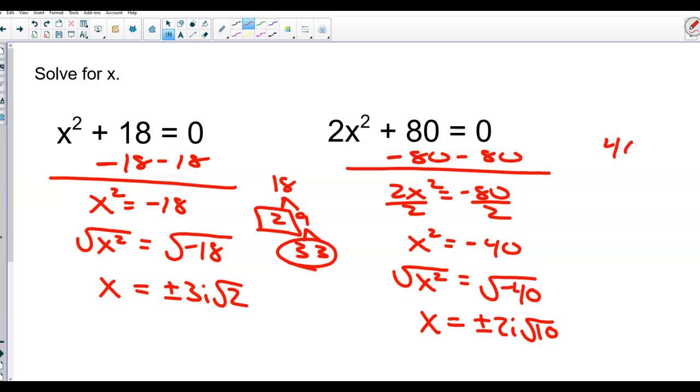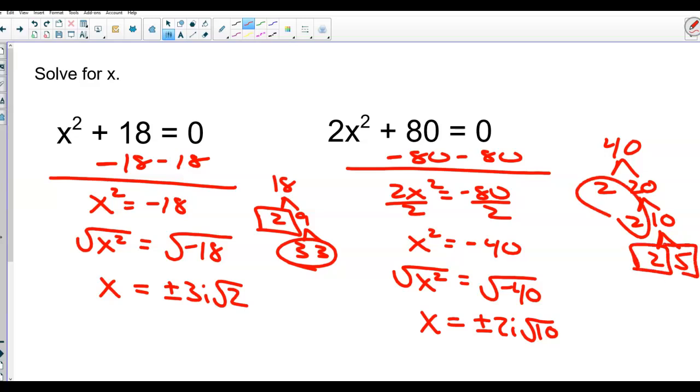I'm starting at 40, and on prime factorizations. 2 and 20, 2 and 10, 2 and 5. Pair of 2's, and a box around the 2 and the 5. Those are numbers that are not paired up. The pair goes on the outside. The numbers that don't pair up, if there's more than one of them, you multiply them and you put it on the inside. It's an i because there's a negative under the radical. So the answer is going to be plus or minus 2i root 10.